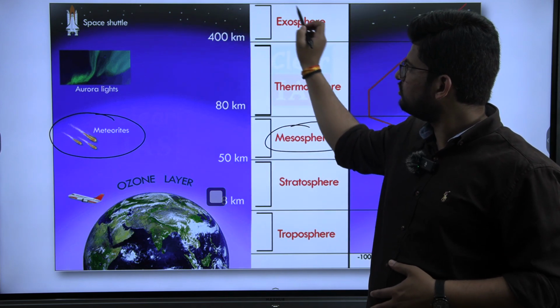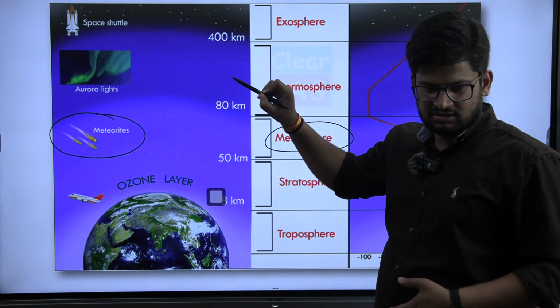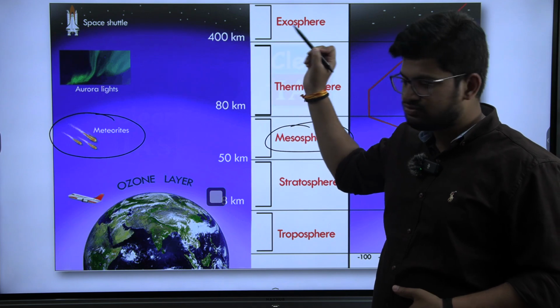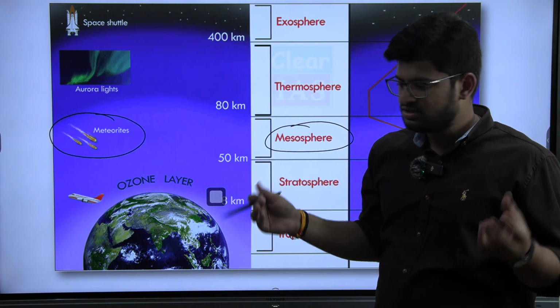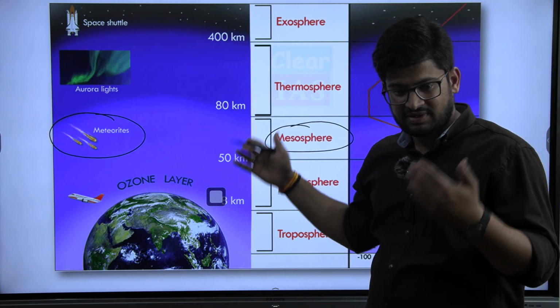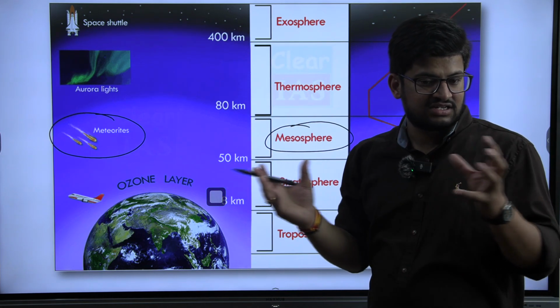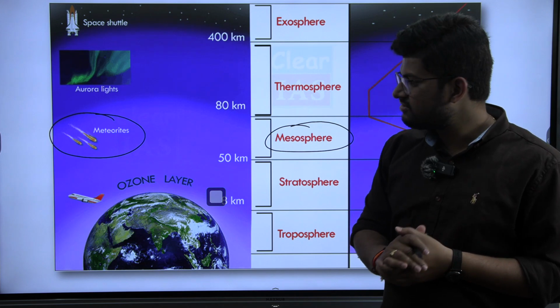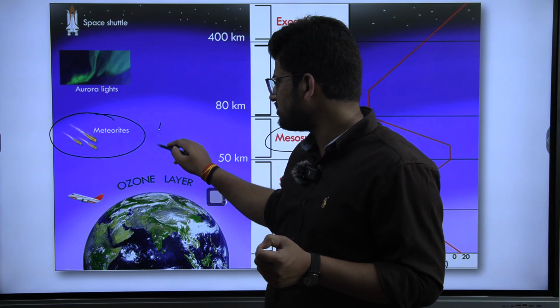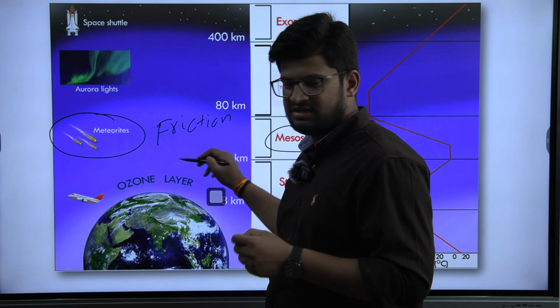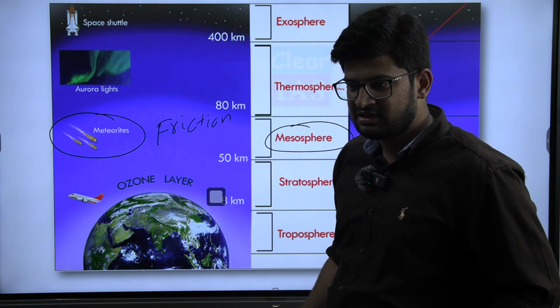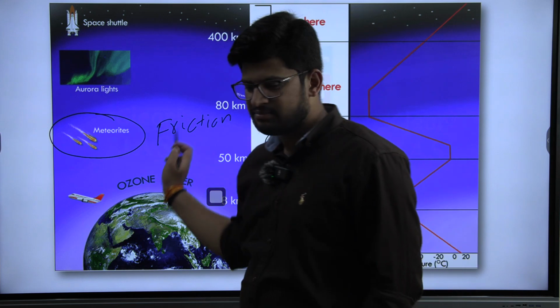So as a result, though the thermosphere is the hot layer, the meteors will not burn in the thermosphere because the air molecules are not tight, they are loose. When they enter into the mesosphere, they are coming close to the Earth, so the density of the air is high, and because of the friction between the meteors and air, they start burning. So meteors burn in the mesosphere. How to remember? M.